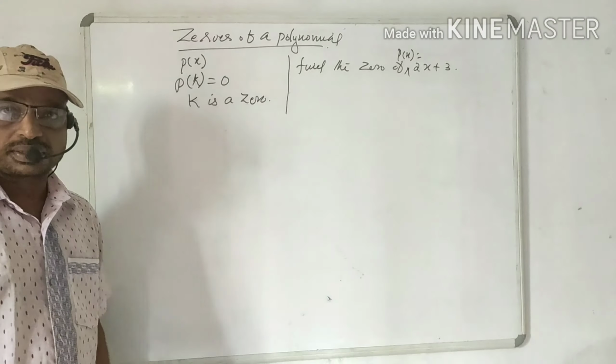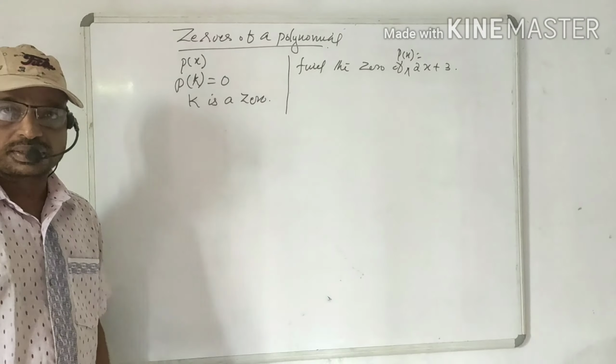That is, x square is equal to, the minus 1 when brought to the right hand side becomes plus 1. So what is x? x is equal to square root of 1. What is square root of 1? x equal to plus or minus 1. So here this polynomial has two zeros. One is x equal to plus 1 and the other is x equal to minus 1.